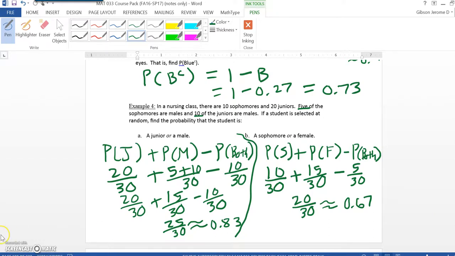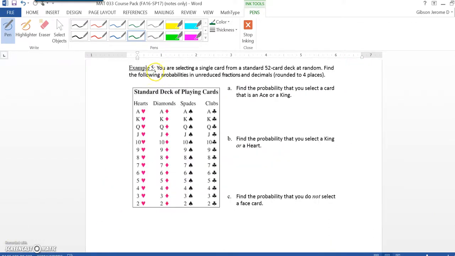Now, we go to the next page. It says, example 5, you are selecting a single card from a standard 52 card deck at random. Find the following probabilities as unreduced fractions and decimals, rounded to 4 places. It says, find the probability that you select a card that is an ace or a king. So we add the probability of an ace plus the probability of a king minus the probability of both.